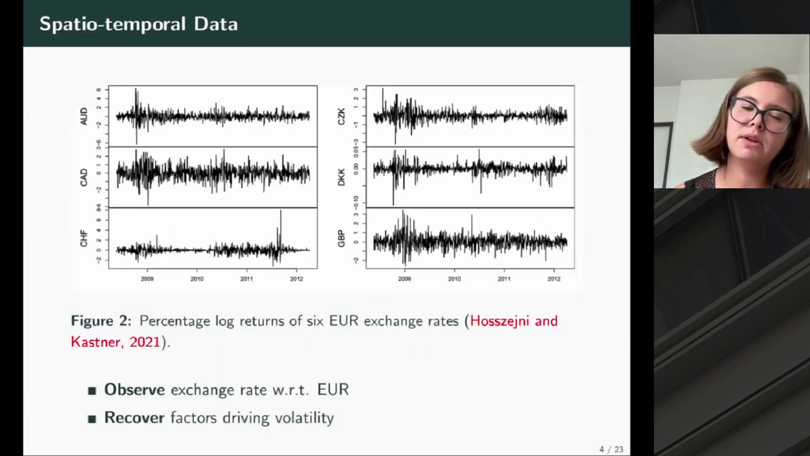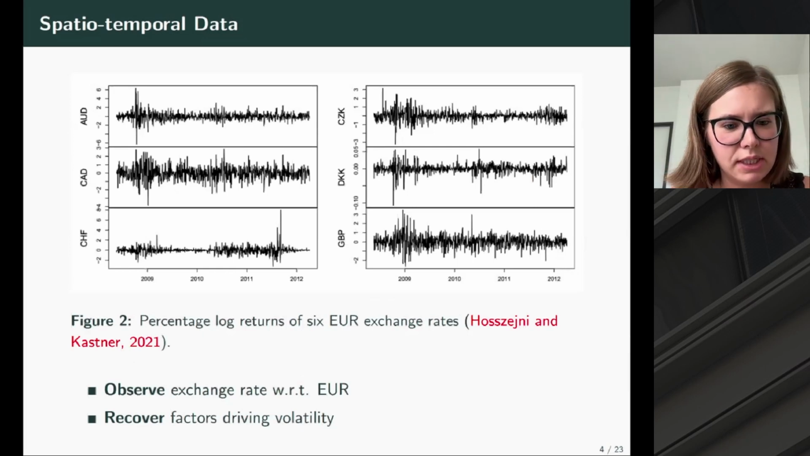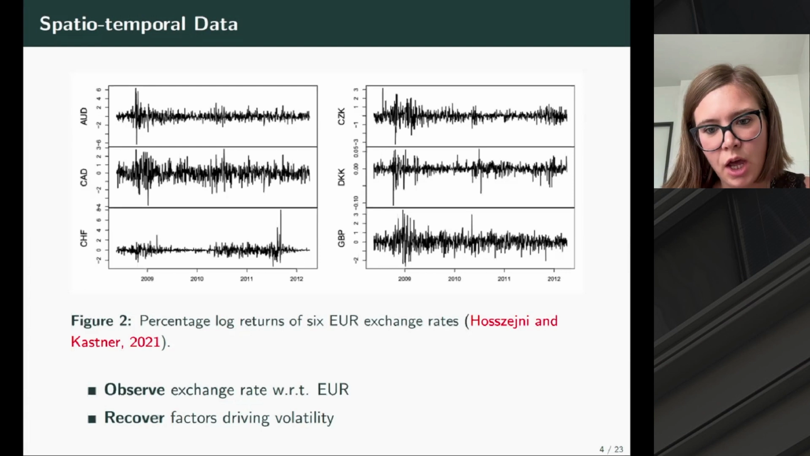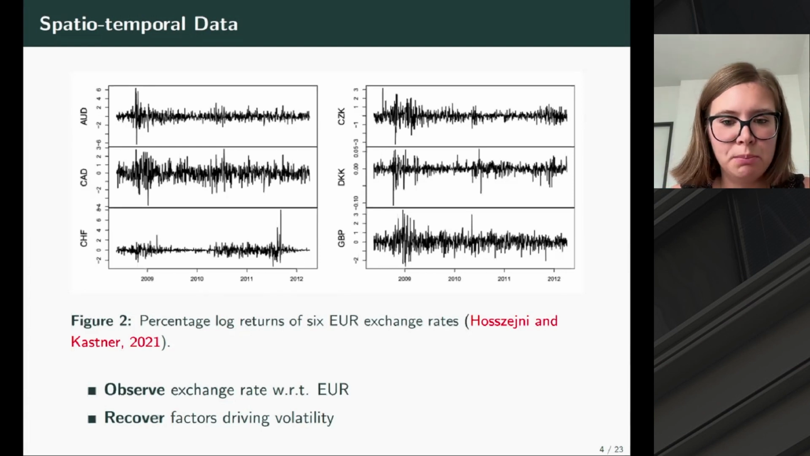One other example is financial data. These are 6 exchange rates against the euro. Again, what we observe are the exchange rates, but what we want to recover are the factors driving the volatility in the markets. In this case, we again have a temporal component given by consecutive days, but we also have a spatial component, which factors in multiple items, including geography, clearly, but also political closeness and economic considerations.